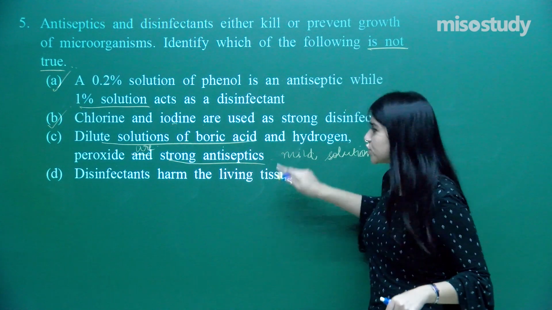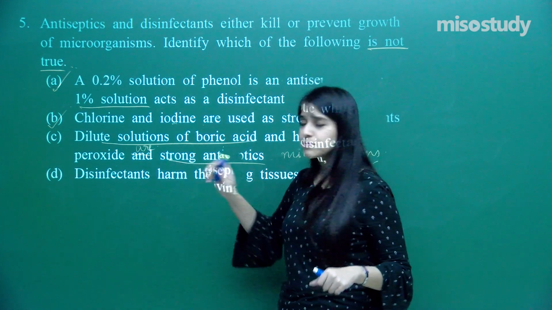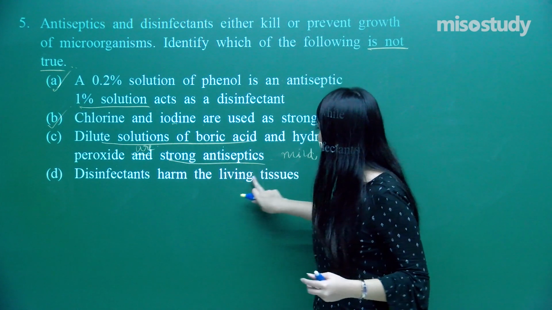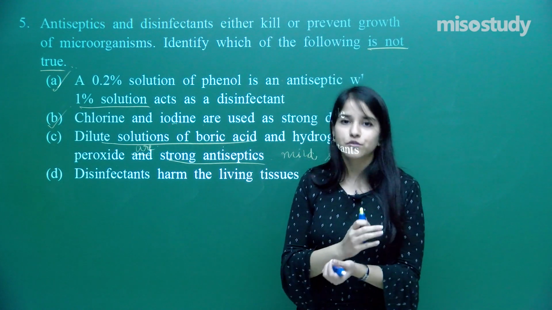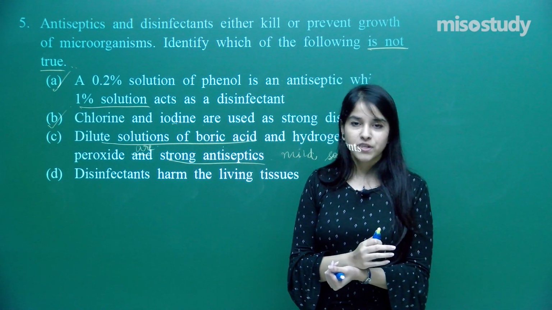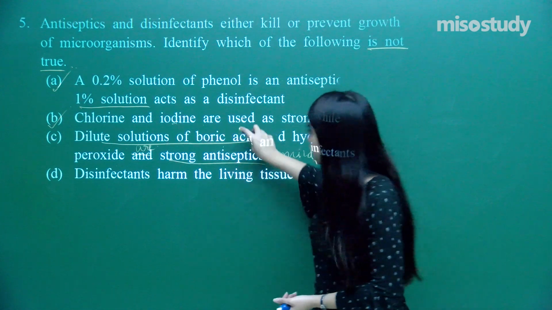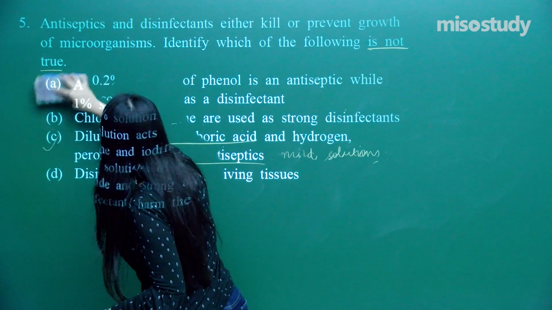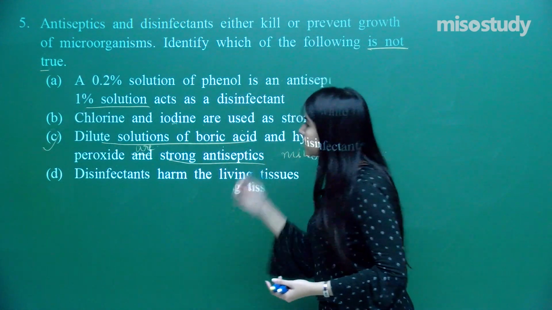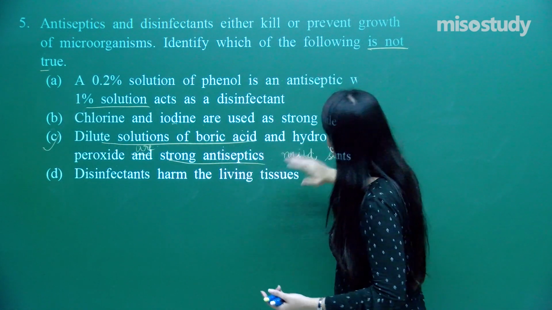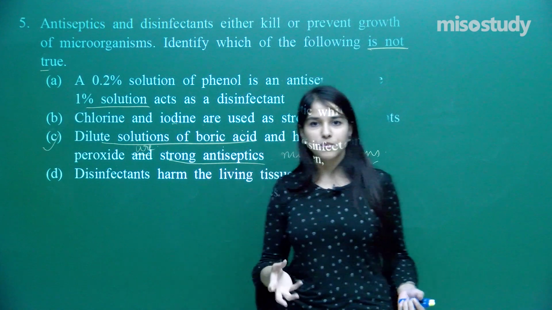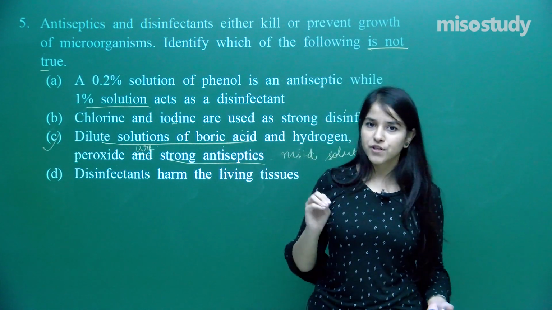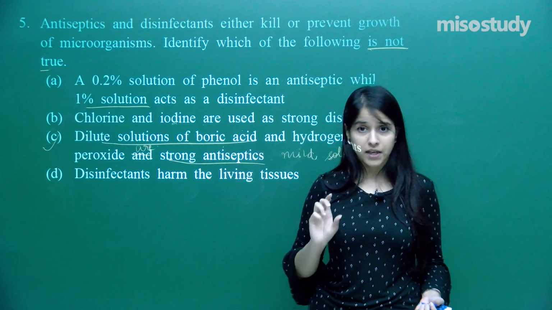Disinfectants harm the living tissues. That is very true. Antiseptics do not, but disinfectants are inappropriate to apply on the skin or living tissues. So we get the answer as C. Here is the answer. Let me just rub these two off. The answer here is C, that antiseptics are always mild because they have to be used on your eyes, which is a very, very sensitive area.